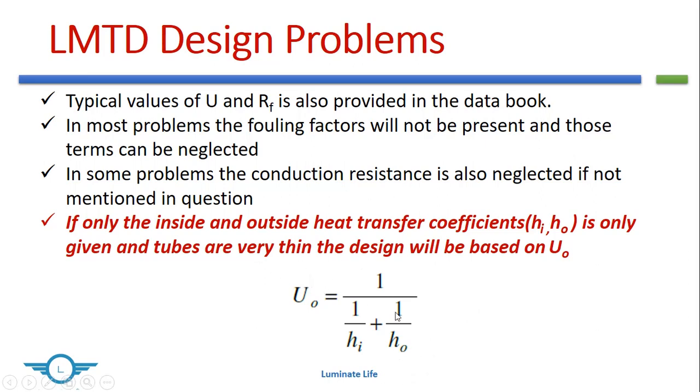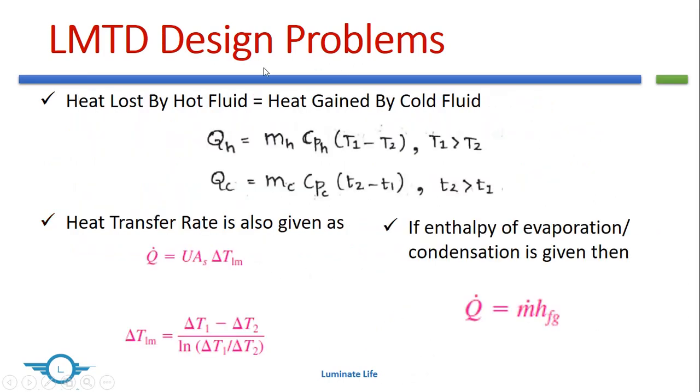Now there are some other equations which we will be commonly using while solving the problems. The first one is that the heat lost by the hot fluid will be equal to the heat gained by the cold fluid, which we have already discussed as m dot h Cph (T1 minus T2). Now note this capital T represents the temperature of the hot fluid. In some literature it is also represented as Th. Here small t represents the temperature of the cold fluid. In some literature it is also represented by Tc.